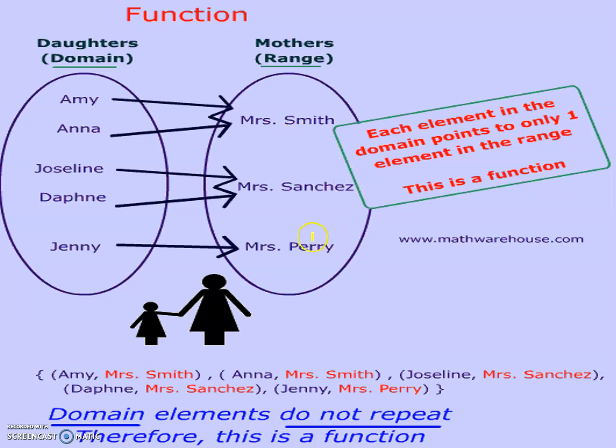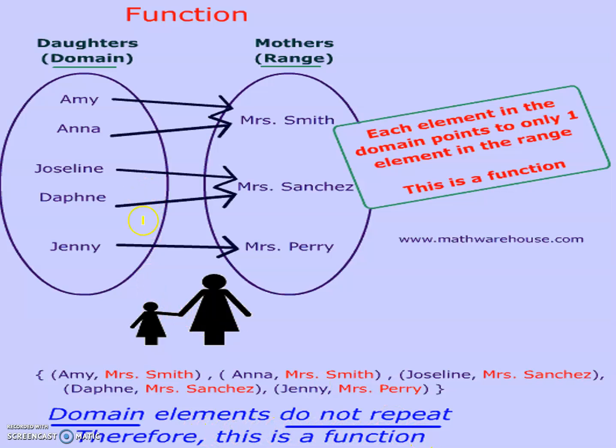That means Smith, Sanchez and Perry. So we do it this way. Each element in the domain points to only one element in the range. This is called a function. So now Amy, Mrs. Smith; Anna, Mrs. Smith; Jocelyn, Mrs. Sanchez; Daphne, Mrs. Sanchez; Jenny, Mrs. Perry. These are the output of any function. Domain elements are not repeated.